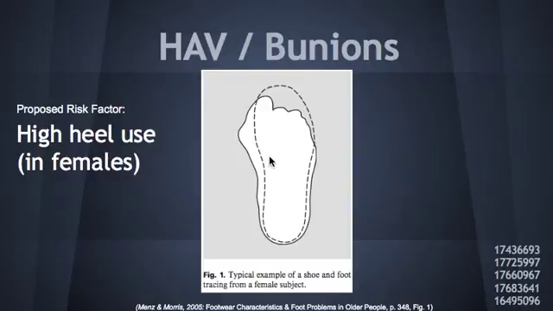Afternoon, we are a medical team of podiatrists that will be looking at lower limb overuse injuries, where we will be exploring the link between hallux adductor valgus and high heel use in females. We used a 5-step approach to evaluate and outline the risk factors involved in our pathology, HAV.